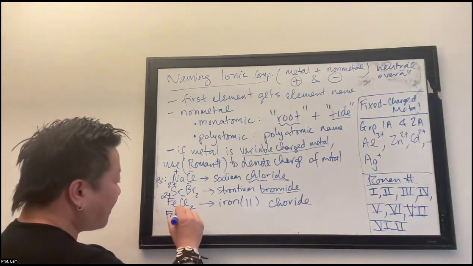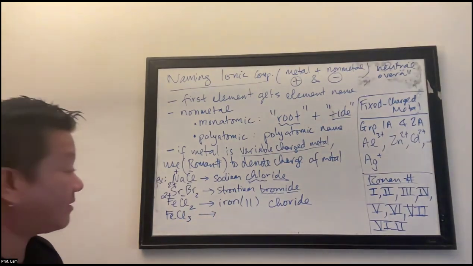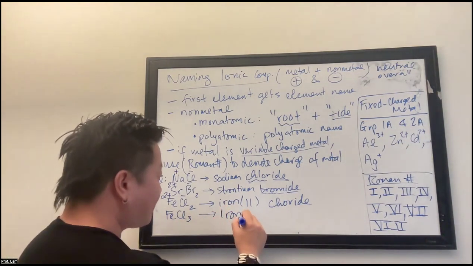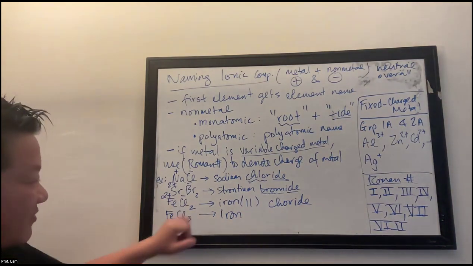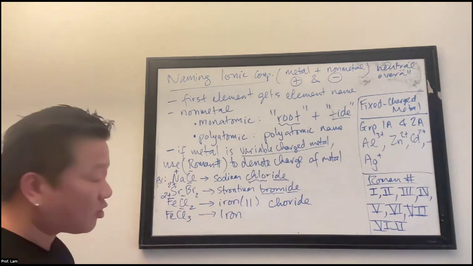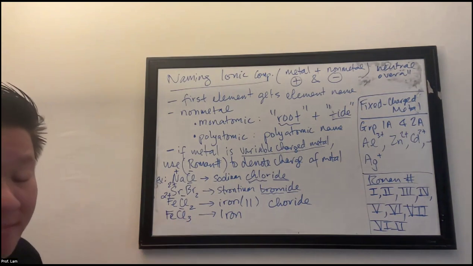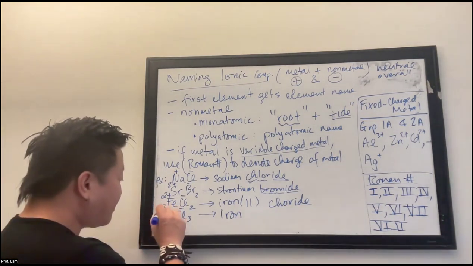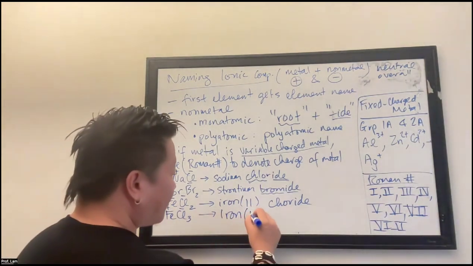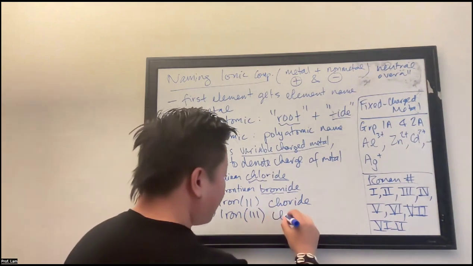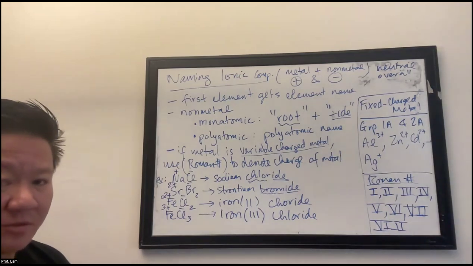Let's do another one. We can say FeCl3. FeCl3, again, is going to be iron, but now you can see that it's a different charge, because now we have 3 chlorines instead of 2. If each chloride is negative, then we have 3 minus total, and therefore the iron is going to be 3 plus to neutralize it. So you put in parentheses, iron 3 chloride. Okay, now you can really see why the Roman numeral is important.